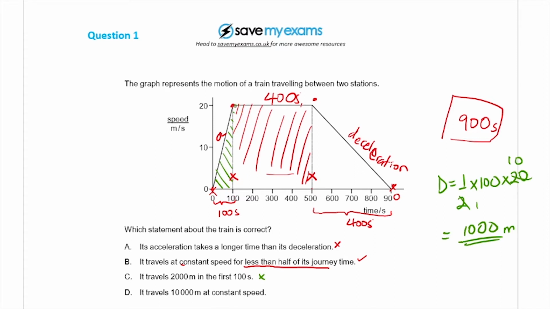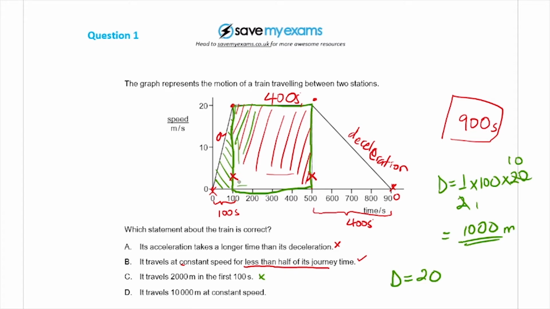Then also D, it travels 10,000 meters at constant speed. So this is the part where it travels at constant speed. This part right there, it travels at constant speed. So we simply try to find the area of that right there. So the distance traveled at constant speed is going to be equal to the area of that portion, which is going to be 20. 20 happens to be the length here.